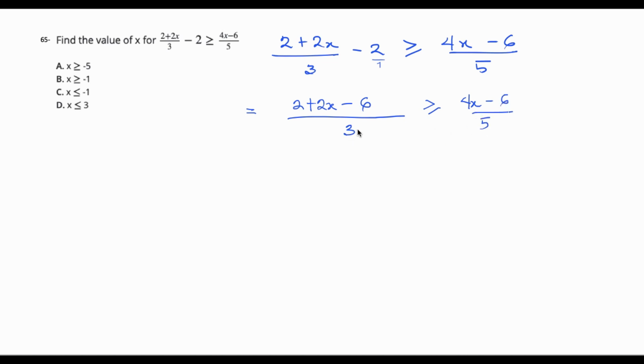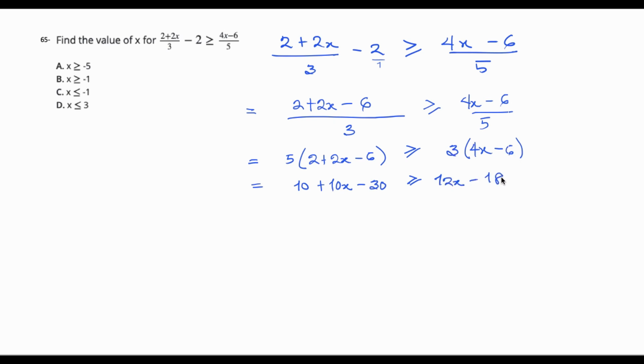To get rid of the denominator, all we have to do is cross multiply. So now this will be 5 multiplied by 2 plus 2x minus 6 is greater than or equal to 3 multiplied by 4x minus 6. So this is 5 multiplied by 2 equals 10. 5 multiplied by 2x is plus 10x. And 5 multiplied by minus 6 is minus 30. So this is greater than or equal to 3 multiplied by 4x, which is 12x, and 3 multiplied by minus 6 is minus 18.